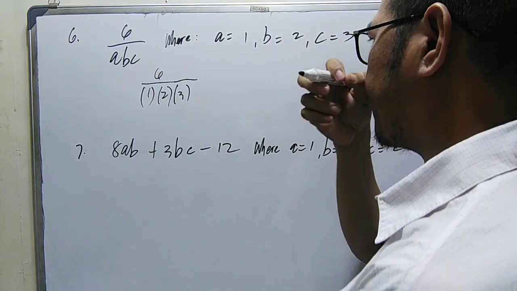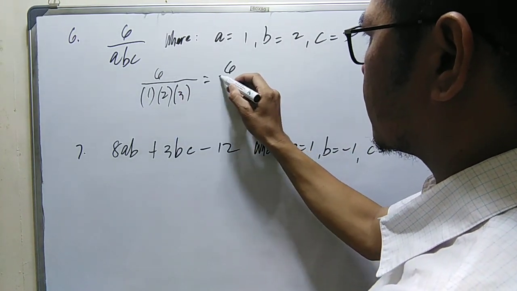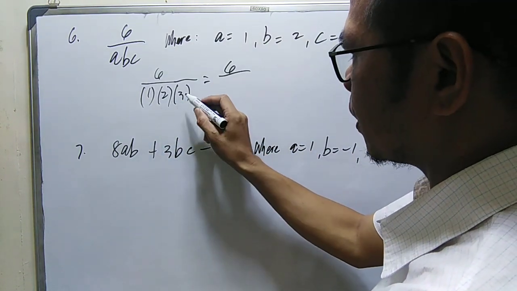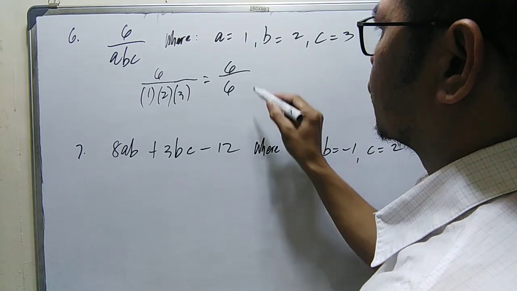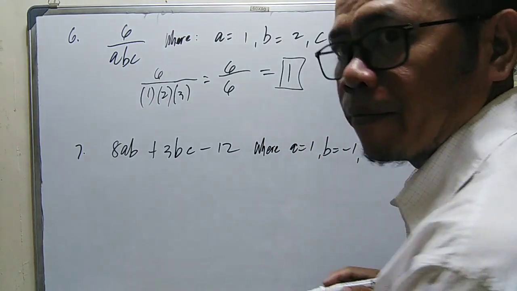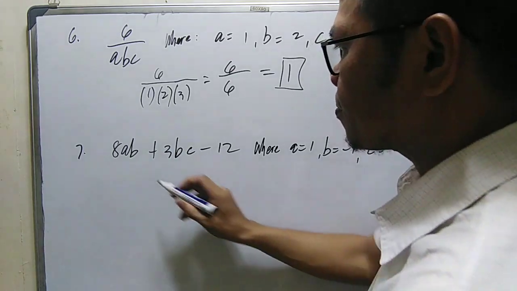Okay? Ngayon, kopyahin natin si 6, i-multiply natin yan. 1 times 2, 2 times 3, 6. So 6 divided by 6 is 1. So this is your final answer sa ating example number 6. Number 7, our last example.